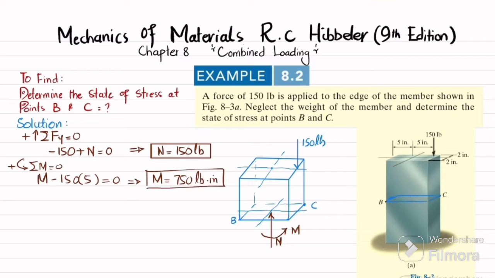So it means that this moment M will be equal to 750 pounds into inch. Now you have both the reaction force and moment. You can see that this reaction force is compressive, and so we will have a stress that is a normal stress. So we will write the stress components.